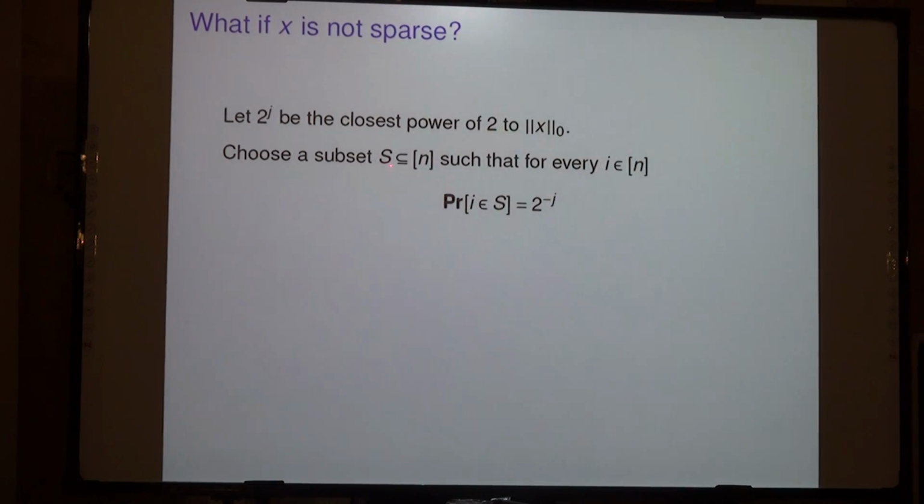Well, select a subset S of coordinates by including every element with probability 2 to the minus j. So in expectation, the intersection of the support of x with this S is 1. And a calculation shows that it's pretty likely that the intersection will actually be 1. And furthermore, if the intersection is 1, it's a uniformly random 1 in the support of x by symmetry of the distribution of S.